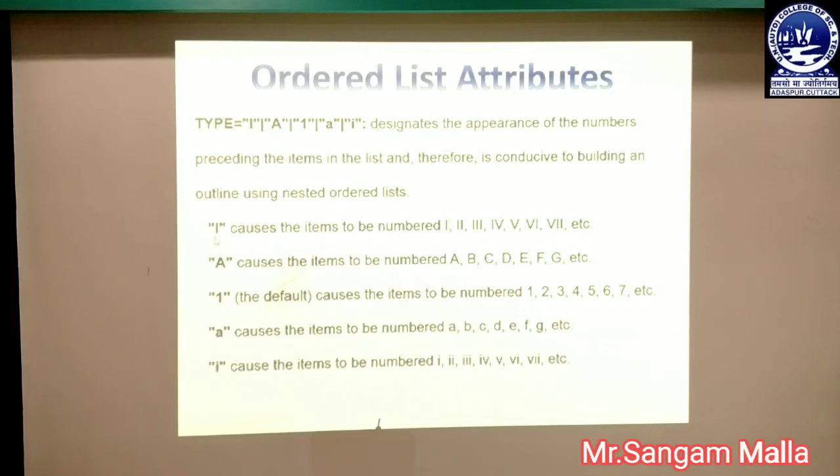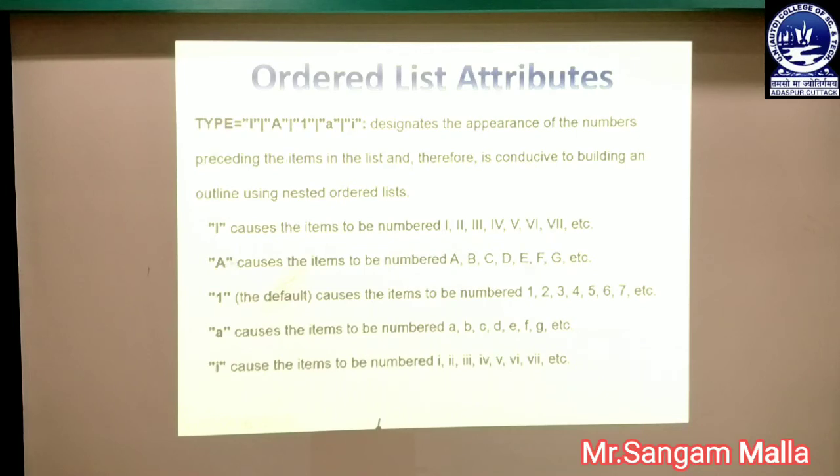If you give capital I, it causes the items to be numbered in Roman numerals, that is, capital Roman numerals. So you can see over here, if I give the capital I value to the type attribute, it will give the bullets as I, II, III, IV in Roman numerals, that is, in capital letters. Similarly, if I give capital A, it causes the items to be numbered as capital A, capital B, capital C.